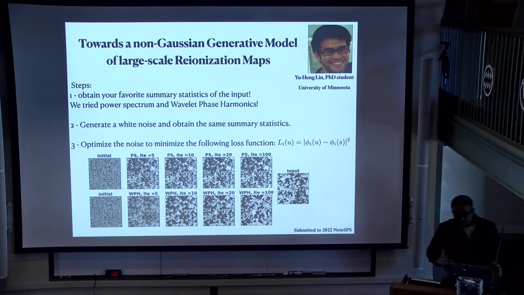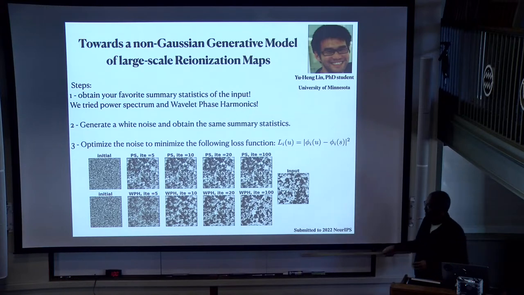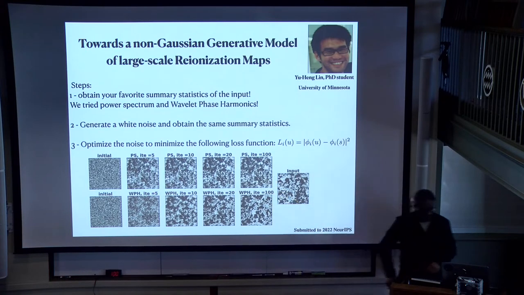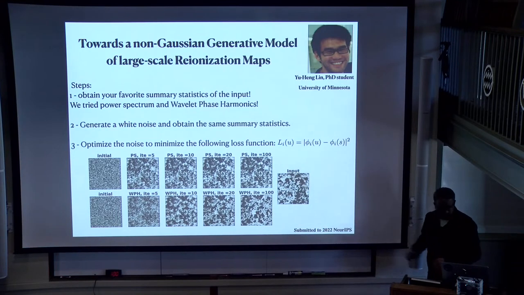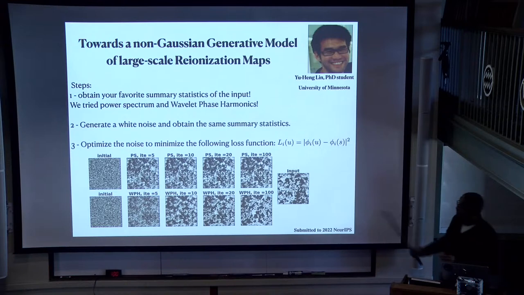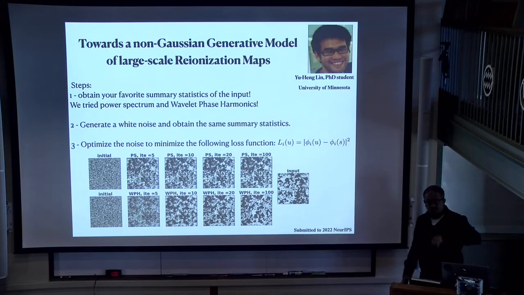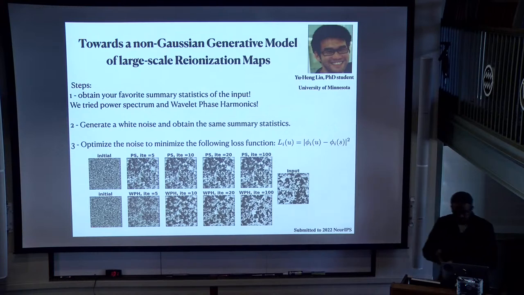It's very simple. It doesn't involve much training, just optimizing and deforming the noise to give you similar summary statistics to what you want. And that's nice, because now you can sample from the same summary statistics and get diverse realizations. You don't have a unique solution, and that can correspond to mimicking cosmic variance effects and so on.